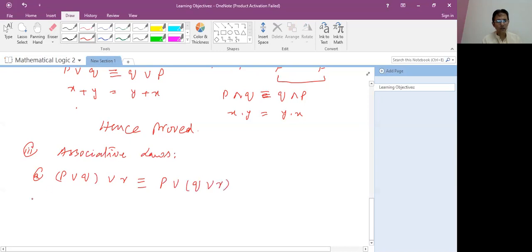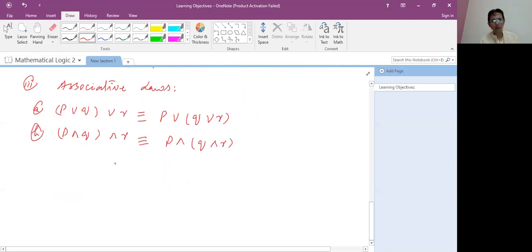Now in the second part, (P and Q) and R is logically equivalent to P and (Q and R). So according to the truth table, we will prove them. These are called laws of algebra in terms of propositions.